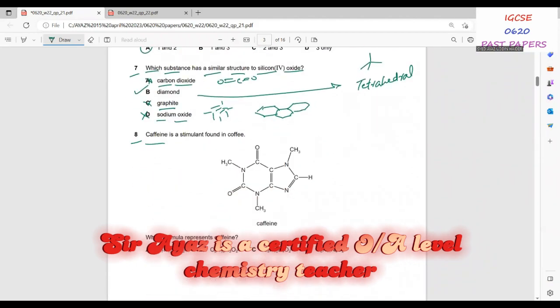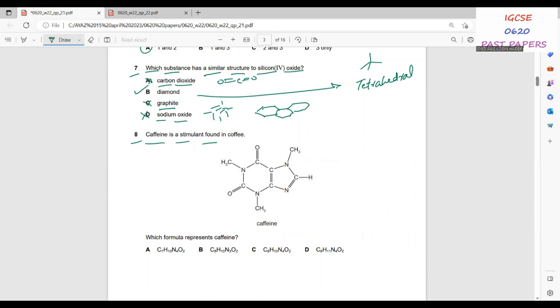Number 8, caffeine is a stimulant found in coffee. This is the structure of caffeine. Which formula represents caffeine? Now we will count the number of carbon, hydrogen, nitrogen, and oxygen in this stimulant.